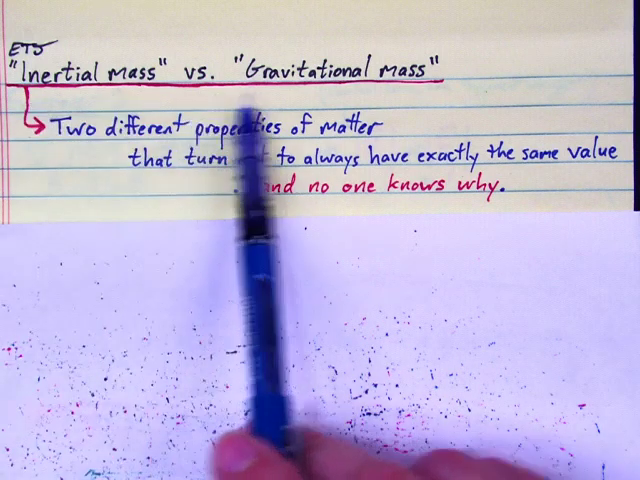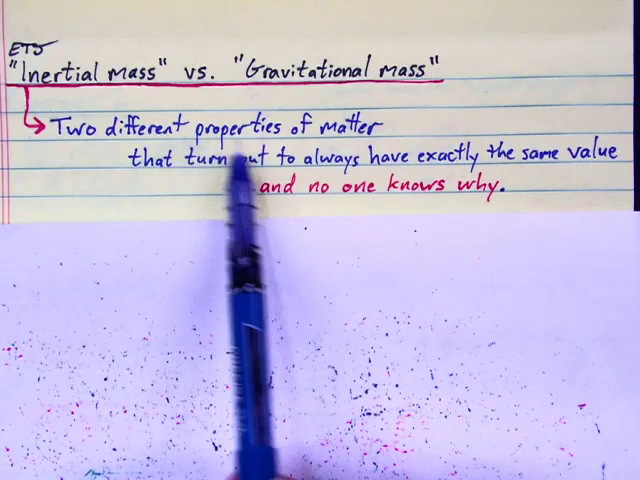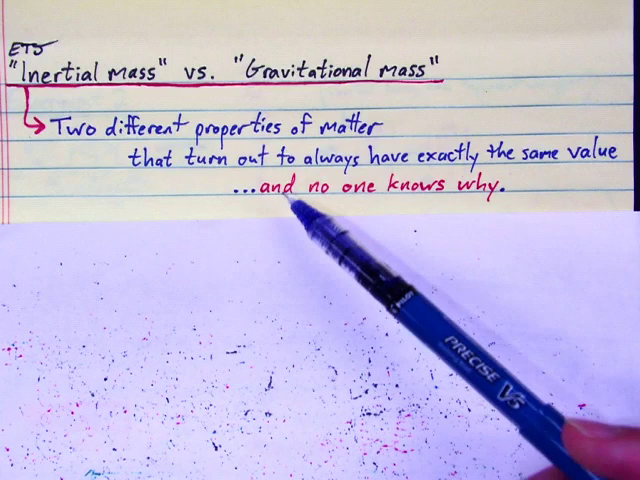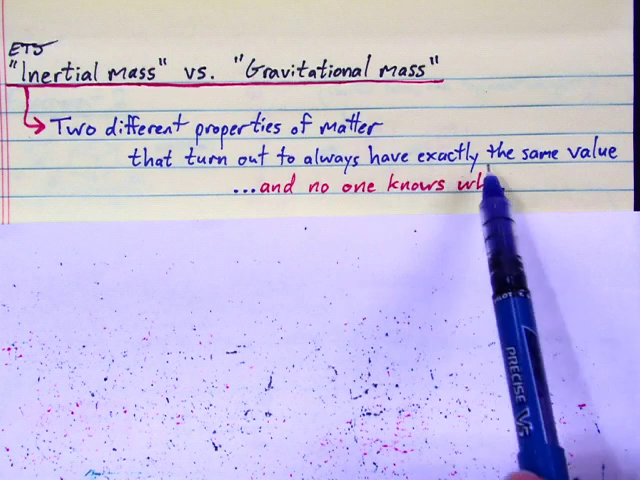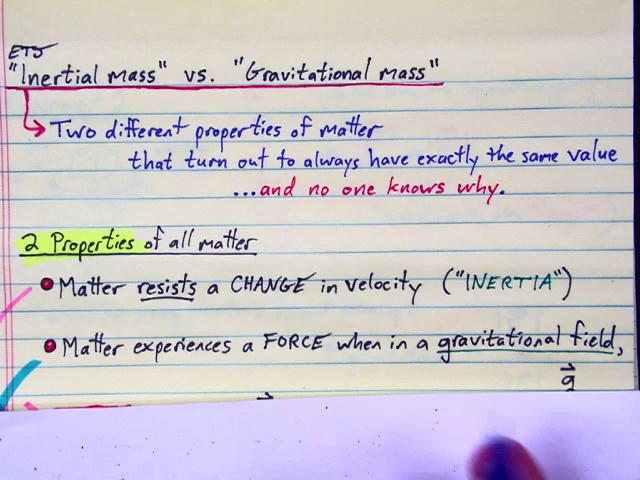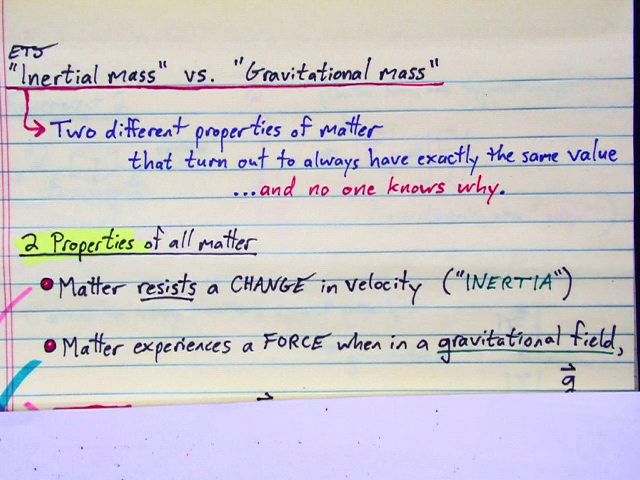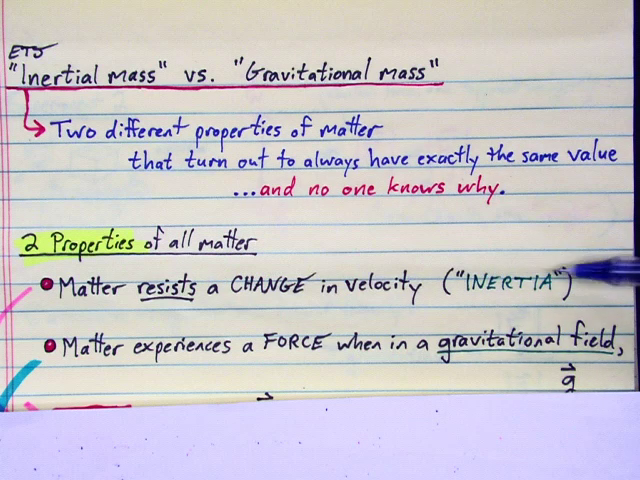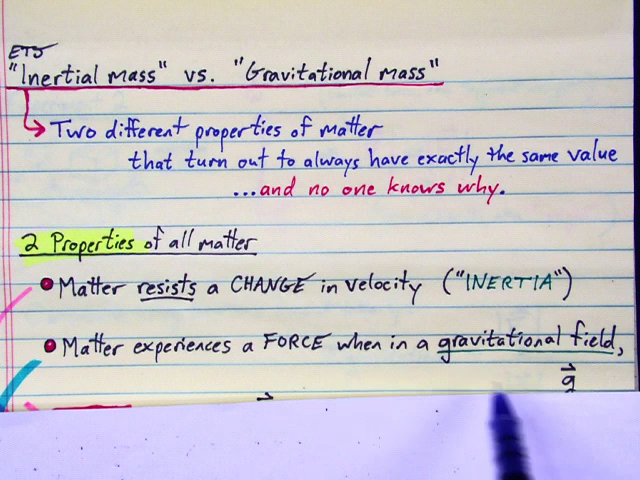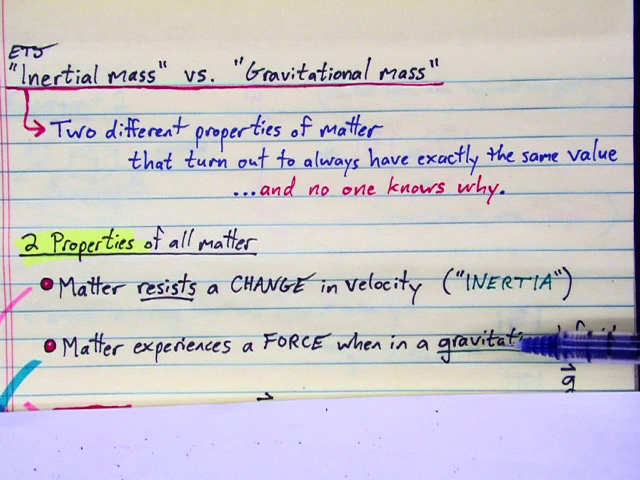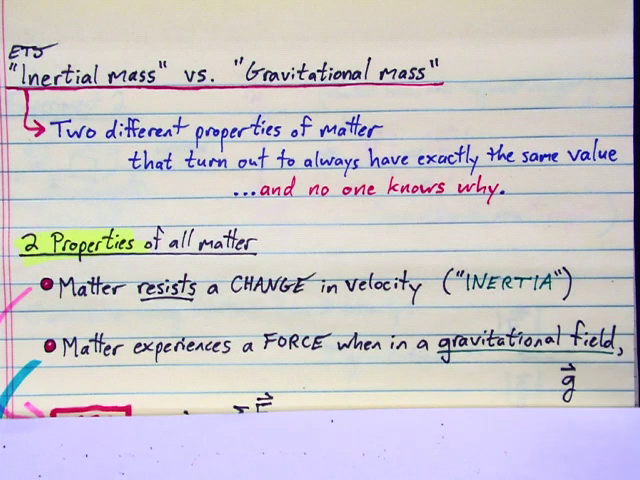Inertial mass versus gravitational mass. Two different properties of matter, very different properties, that nevertheless turn out seemingly coincidentally to always have exactly the same value. And no one knows why. We have encountered two different properties exhibited by all matter. One, matter resists a change in velocity. In other words, matter possesses inertia. Two, matter experiences a force when in a gravitational field.